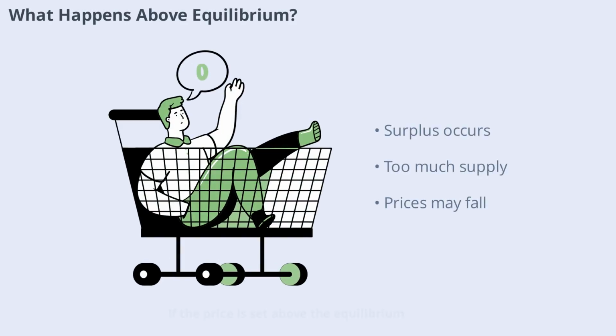If the price is set above the equilibrium, sellers want to supply more than buyers want to buy. This creates a surplus, too much product and not enough buyers. Sellers may lower prices to clear out excess stock, pushing the market back toward equilibrium. Surpluses are a signal for sellers to adjust their strategies.